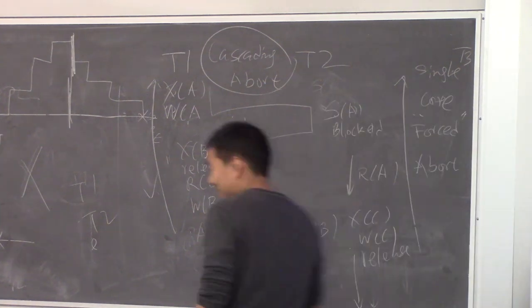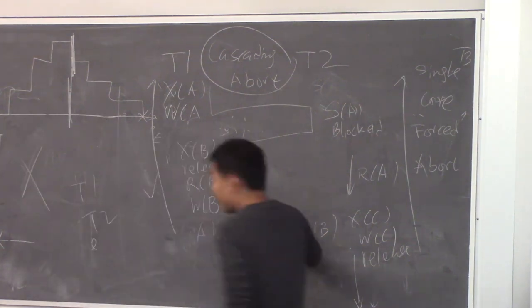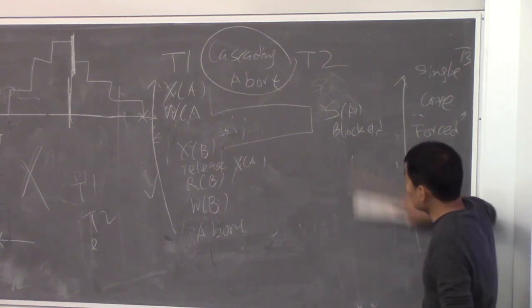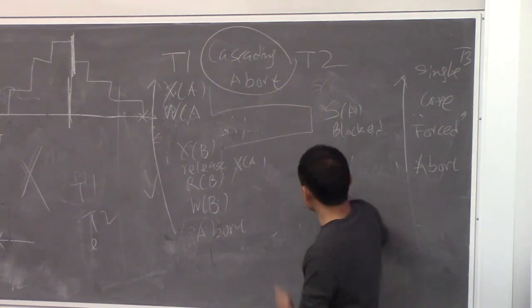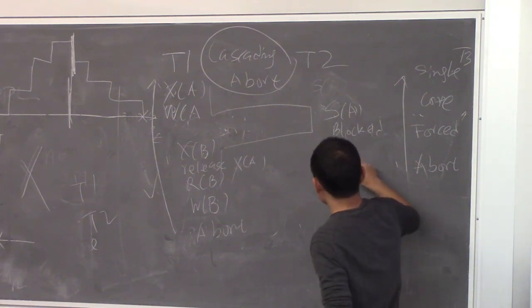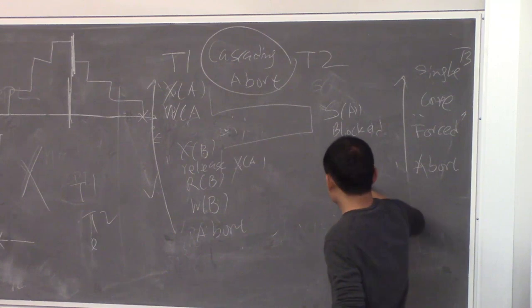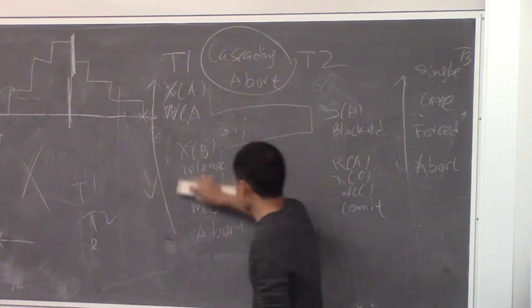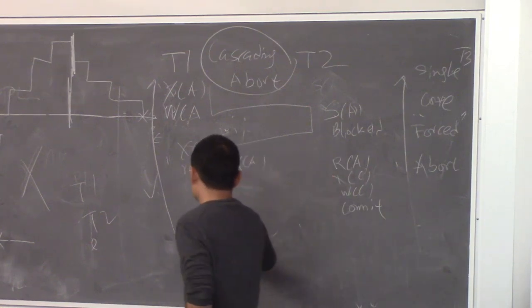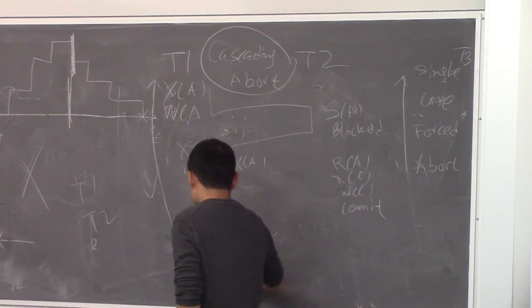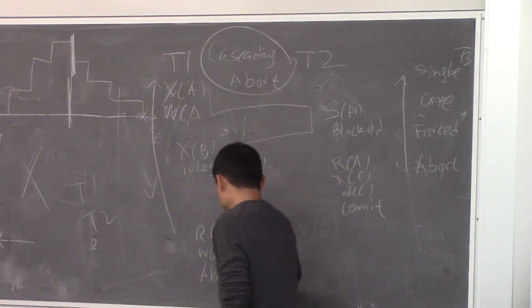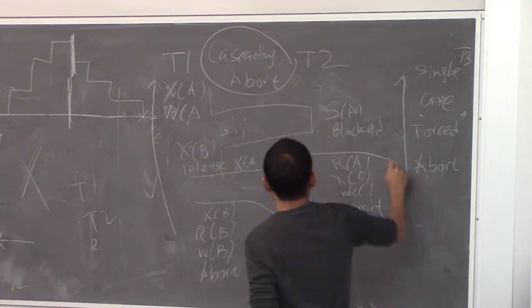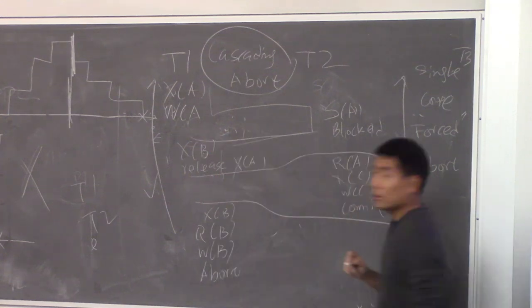What about if T1 aborts, but T2 has already committed? Good question. So the question is, T1 aborts. Let me try to understand your question. Because I released this, here I can, let's say, read A, and I do something. I put a lock on C, then I write C, then I commit. Then I bring this down here. So the timeline looks like this. Is that what you're saying?